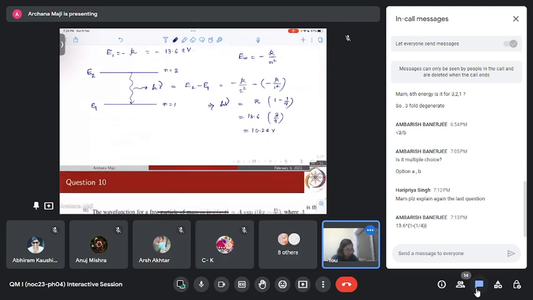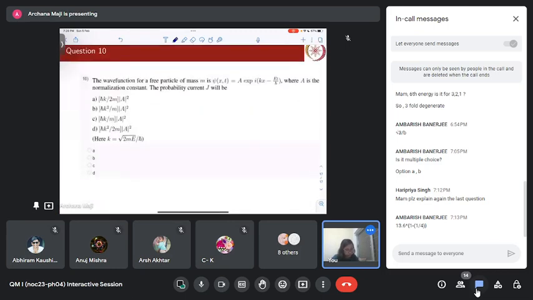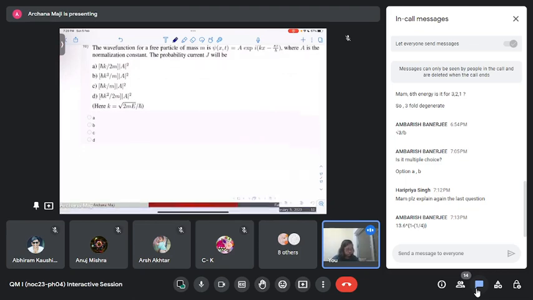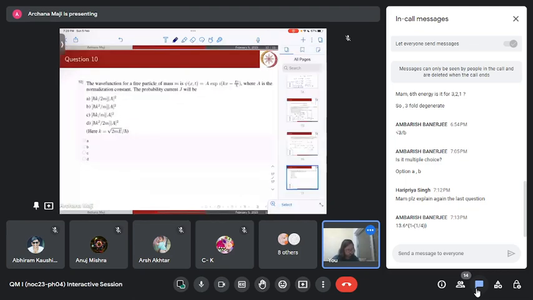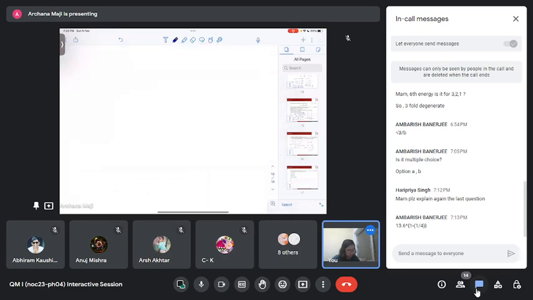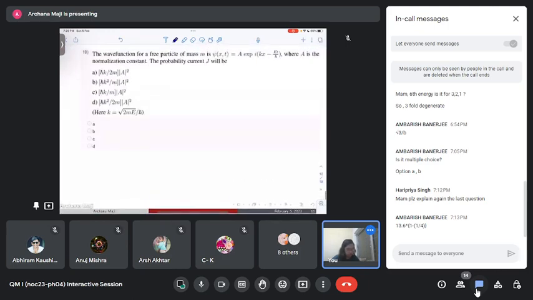Fine. Okay, the last question. The wave function for a free particle of mass m is given, A is the normalization constant. What is the probability current? Do you know? B square by A square. Option B, you're saying? Yes. How did you calculate it?